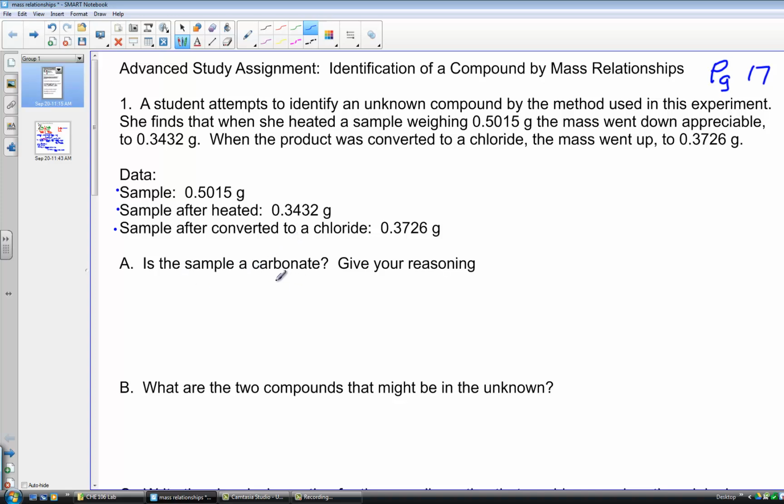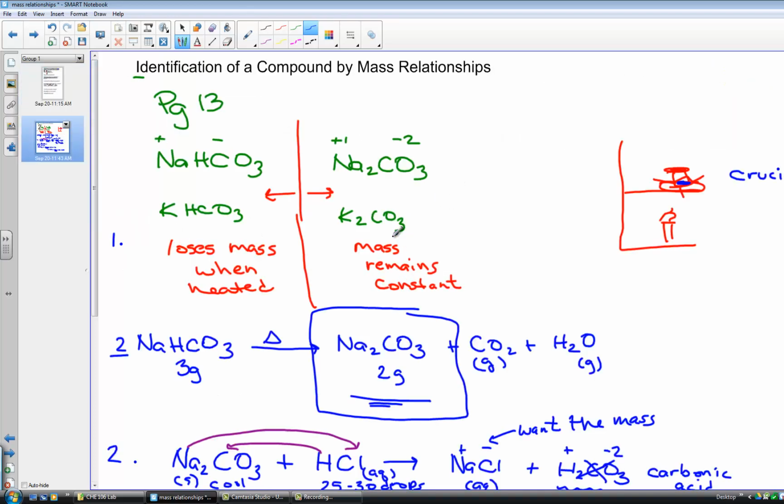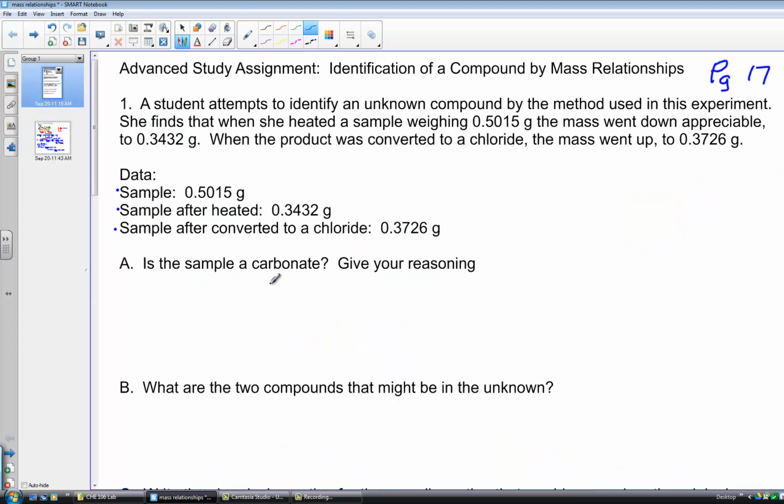So first off, is the sample a carbonate? Give your reasoning. Remember the previous page? If the sample were a carbonate, the mass would have remained constant. If the mass went down an appreciable amount, we knew it to be a bicarbonate, that there was a hydrogen involved, and we dried it by heating it. So was this indeed a carbonate? We can clearly see no, it must have been a bicarbonate because the mass changed.